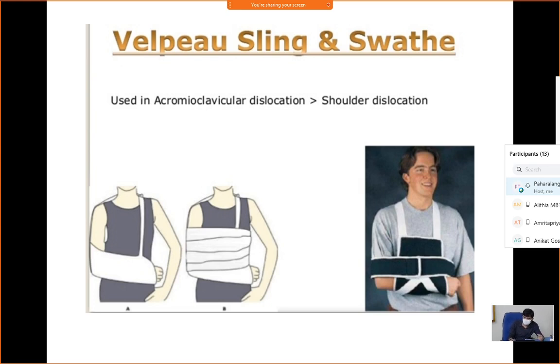Bellevue sling, also called arm sling pouch. You all might have seen all this. Arm sling pouch, it is readily used. The left side is the arm sling pouch, and you can use it along with chest strapping. That arm sling pouch is used to give rest to the upper limb, and the chest strapping is done in AC joint dislocation and shoulder dislocation and injury around the shoulder, to give rest to the shoulder.